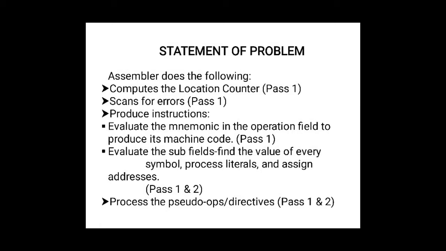In the slide you can make out the different operations, and we have represented whether each is occurring in pass 1, pass 2, or both. The first thing here is to compute the location counter. This is very important to start the assembly process. Next, it scans for the errors. This is also accomplished during pass 1. Next, it will produce instructions, wherein first it evaluates the mnemonics in the operation field to produce its machine code.